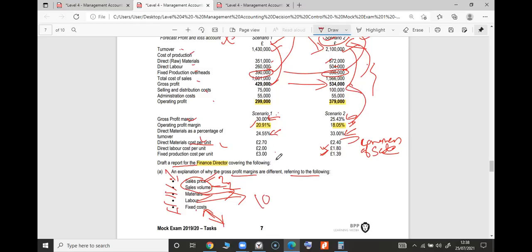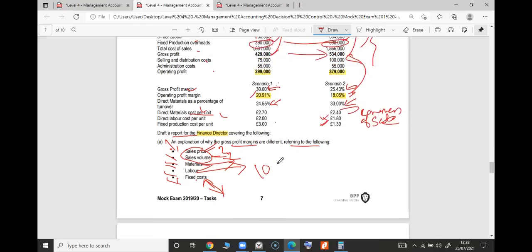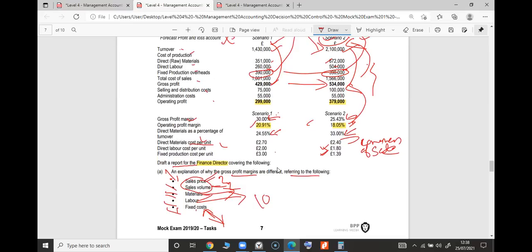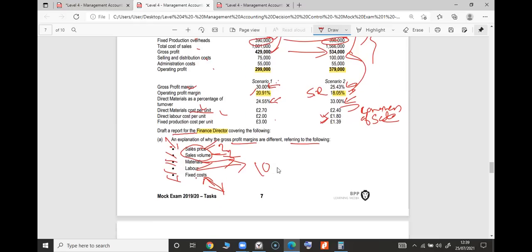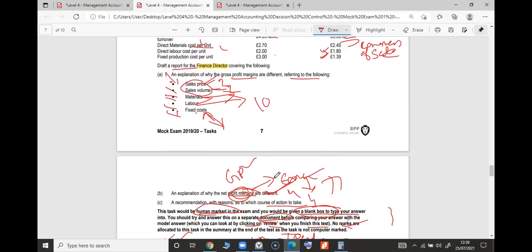That is one reason. Another reason is that your selling price is lower. In scenario 2, selling price is lower, isn't it? You're selling at a lower, competitive price. Because the selling price is lower, your gross profit margin is lower, and thus your net profit margin is lower. So these are the points you can bring down here.